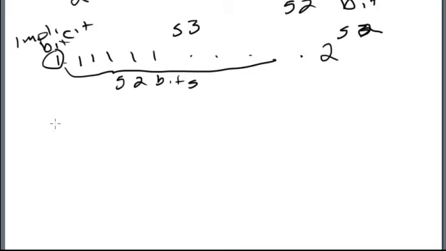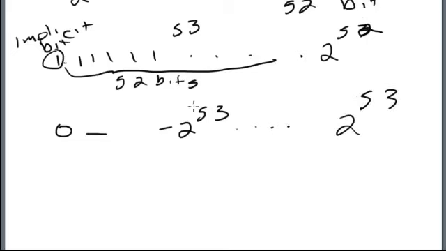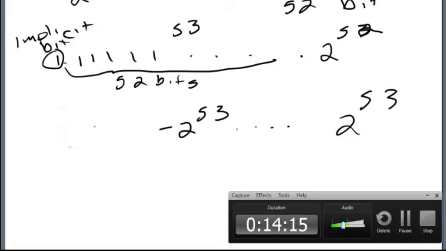So the largest range of consecutive numbers, not counting my plus or minus, is actually from negative 2 to the 53 up to 2 to the 53. These are consecutive integers. Let me erase this. These are consecutive. I can represent every number with my double, with my IEEE 754, every number between negative 2 to the 53 and 2 to the 53.